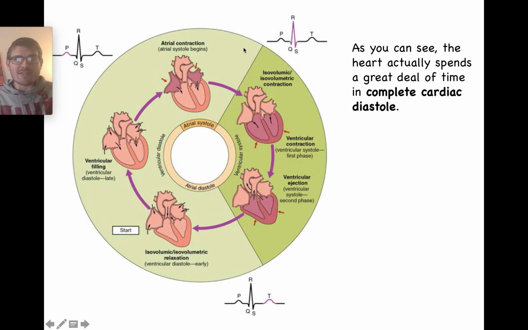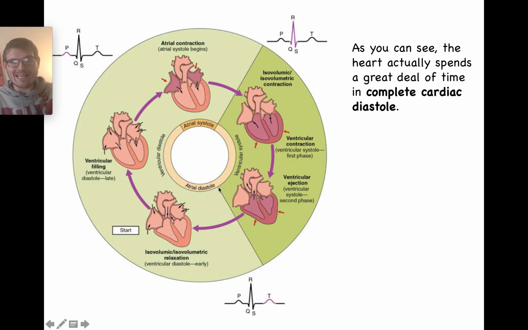So if you look at this diagram, and this isn't the best diagram in the world, you have to look at this for a little bit for all the information here to sink in. But if you look here at this inner ring, that is showing you atrial systole, which does not last very long, and then atrial diastole, which does last a long time. And then this outer pie chart here shows you the period of ventricular diastole and ventricular systole.